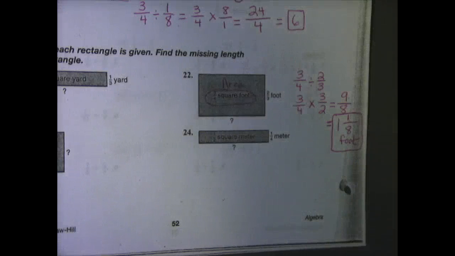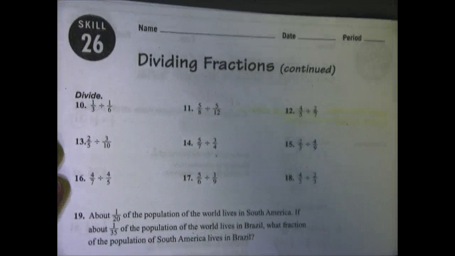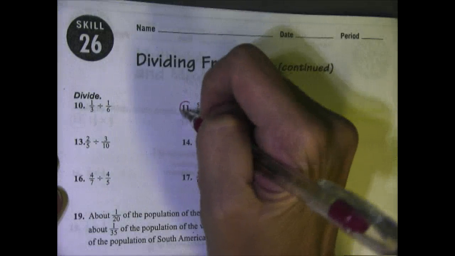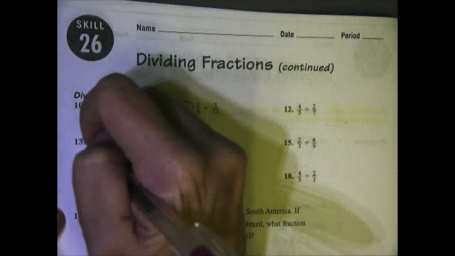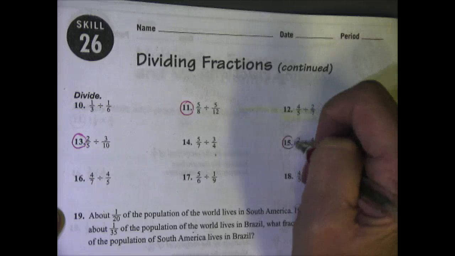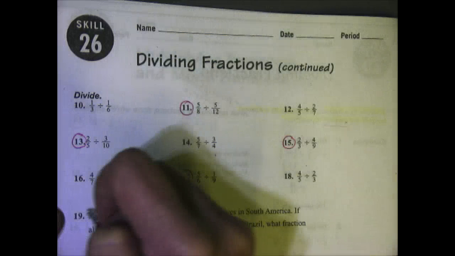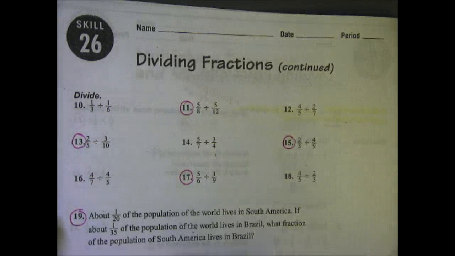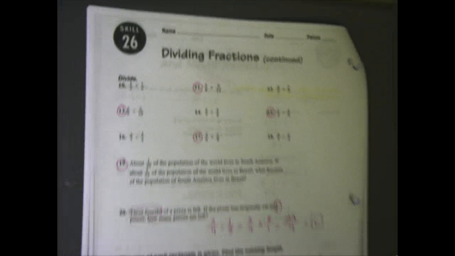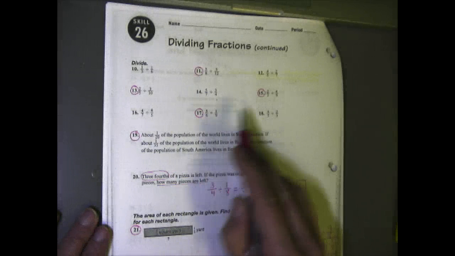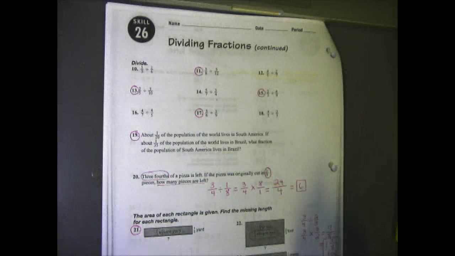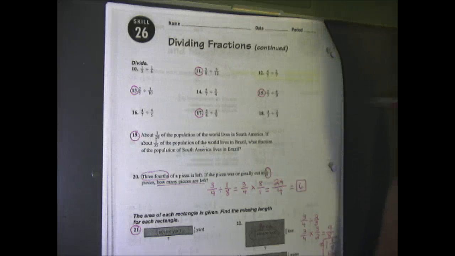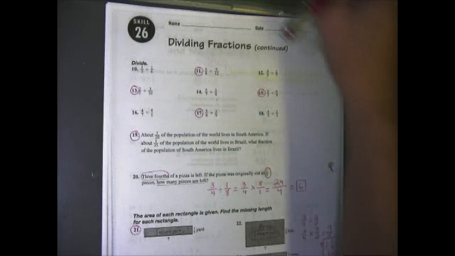These are the problems I want you to work for homework. Let's work problem number 11, 13, 15, 17, 19, 21, and 23. So you have 1, 2, 3, 4, 5, 6, 7 problems that you need to do for homework. Once you finish, you can bring it to my room to check the answers, or check the answers with the teacher in your RTI class, and then you may move to skill 27.